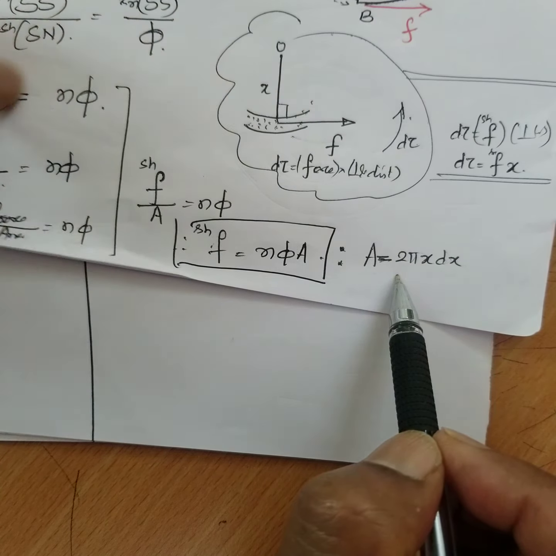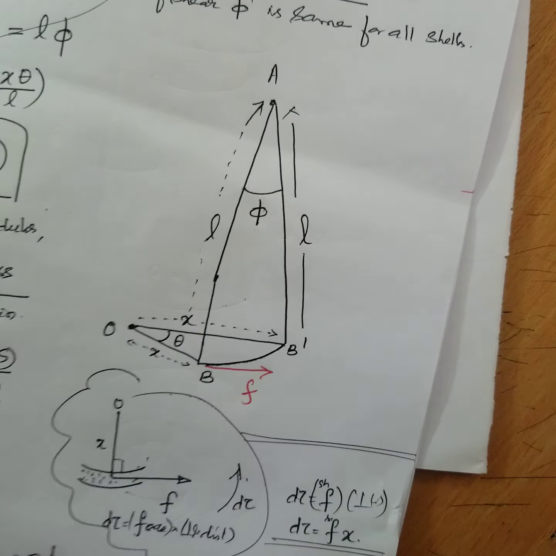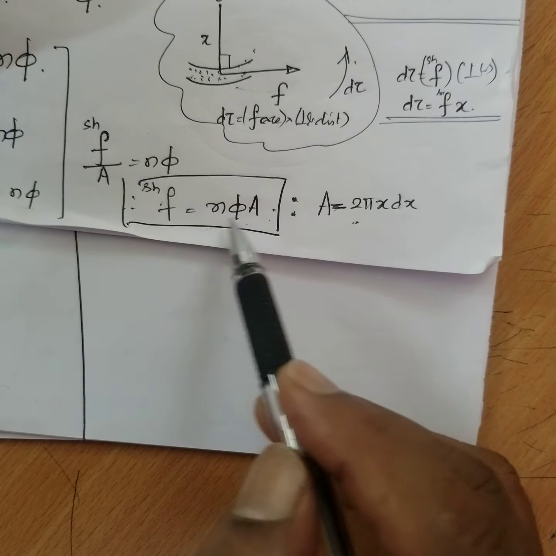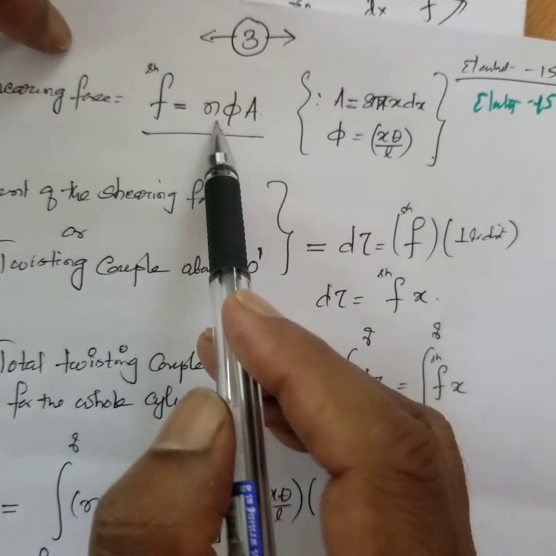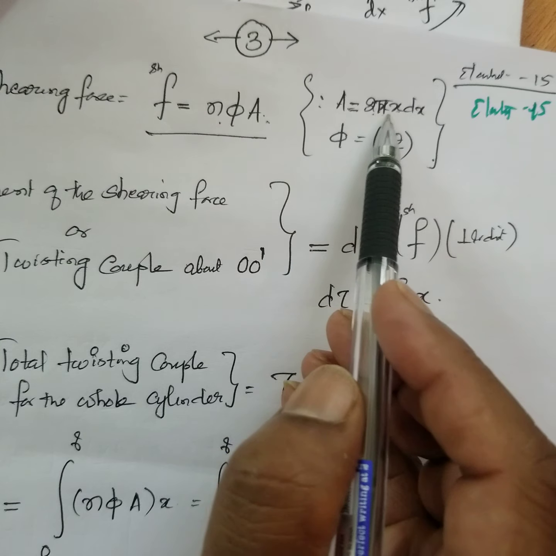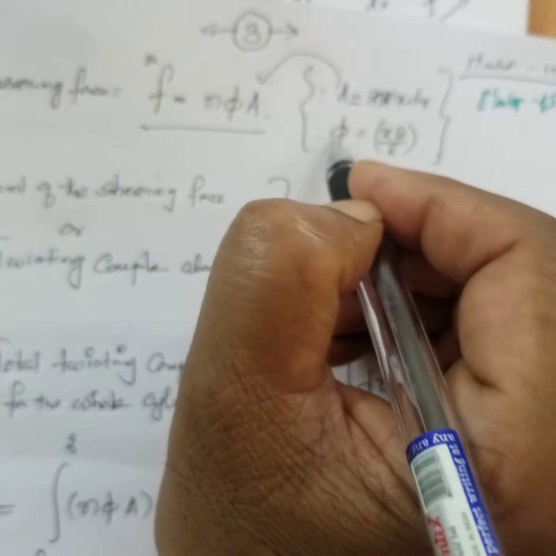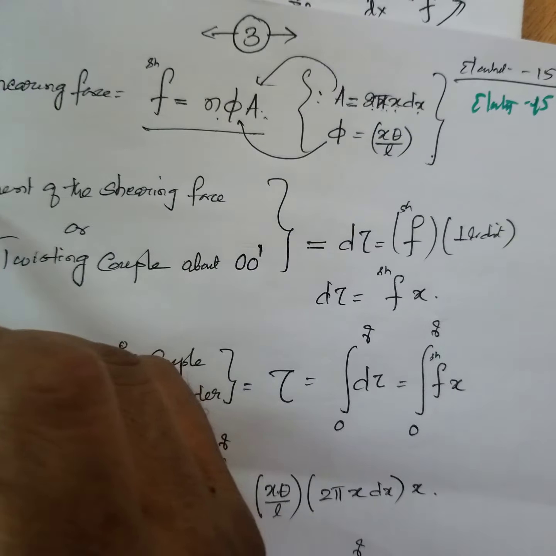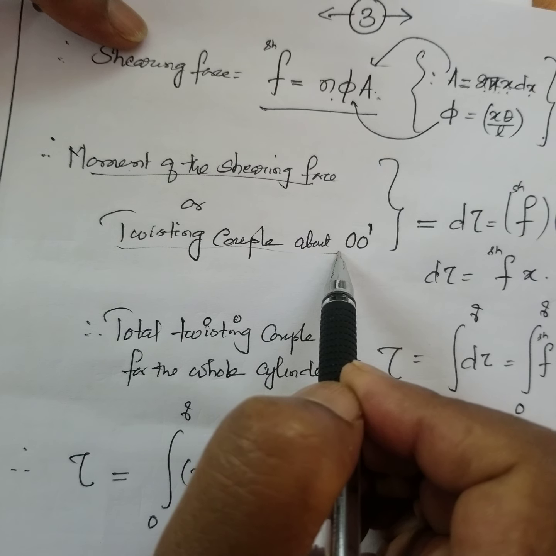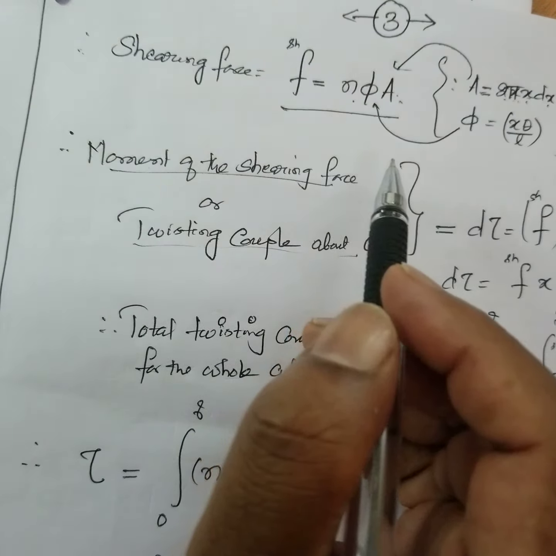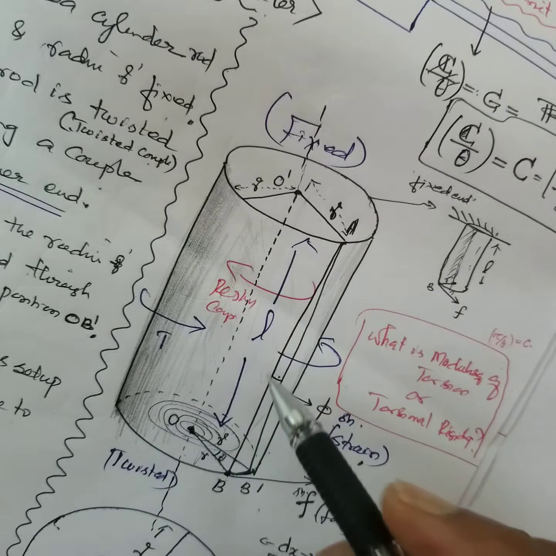Understood? These relations and all you have done, right? Okay, already we have done. Force into this. Then what is next? Force into area is equal to 2 pi x dx. Area I will substitute. Phi I will substitute here. Moment of a shearing force or twisting couple. Twisting couple about OO dash. That is with respect to this OO dash axis, right?